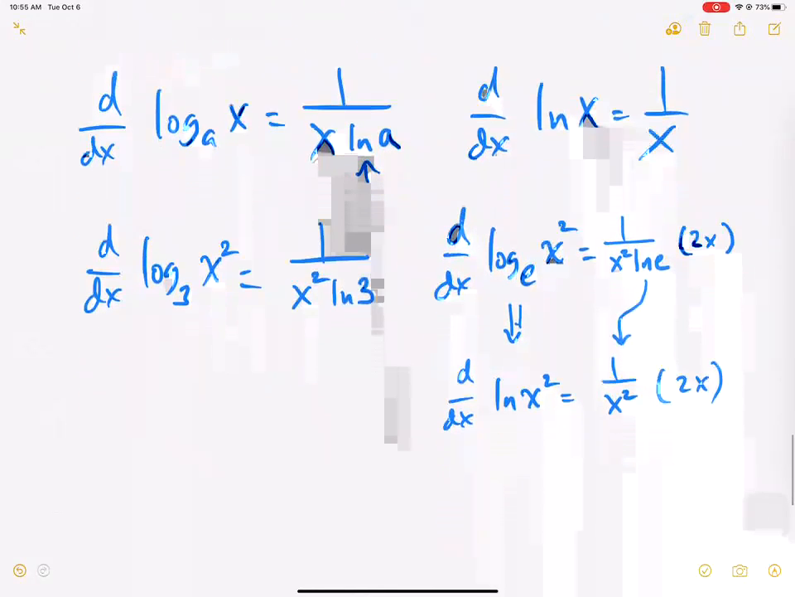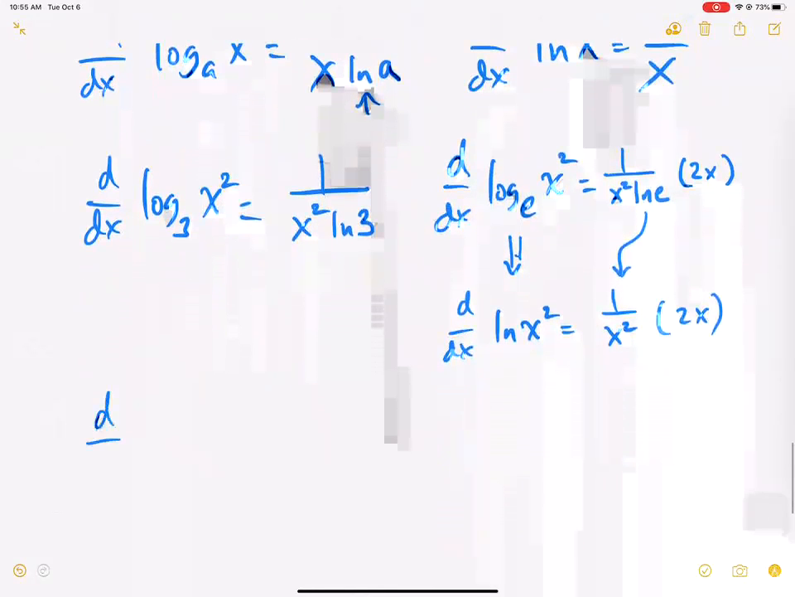Yeah. So the big thing is that when you're taking the derivative of exponentials, it's multiplying by ln. And if you're taking logs, it's dividing by ln. Okay. Let's do one more example here. d over dx of log base 10 of x squared plus 2x. Let's see what you guys can do with that.